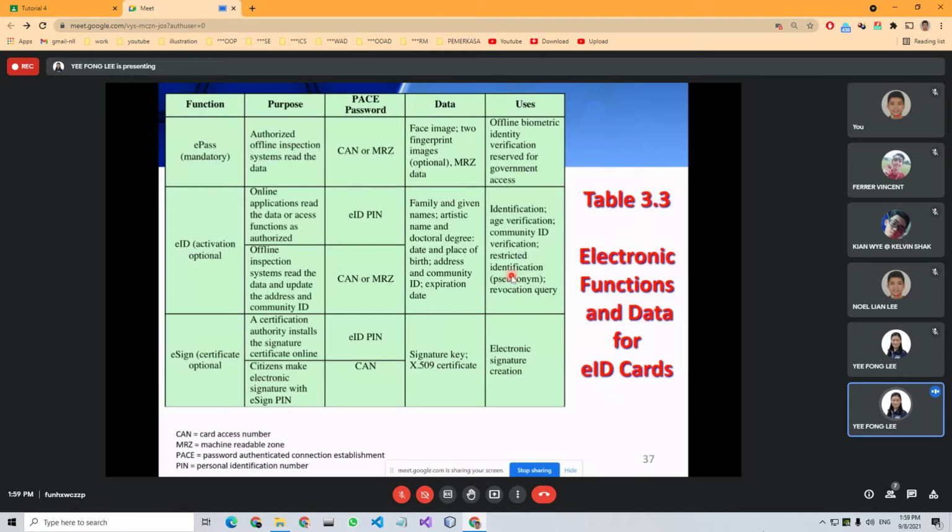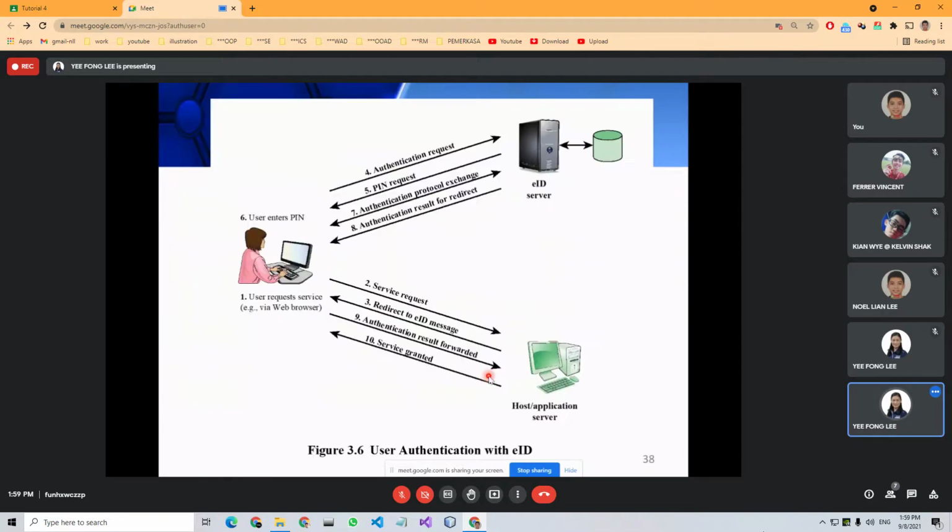Next, we look at Table 3.3. What is this about? Electronic functions and data for EID cards. The functions, with their purposes and usage, are listed in the table.